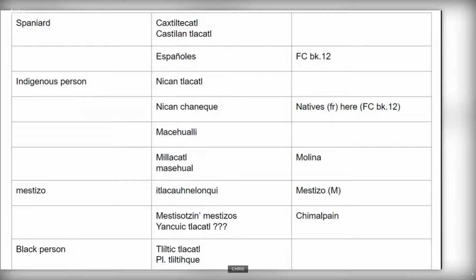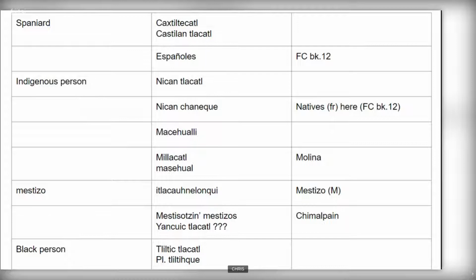Milacat is simply from Mili, field, and Tlacat, person, combined, a compound noun. It would probably be better translated as a person that works in the fields, or a country person. It's in regards to the term mestizo, for which terms had to be created as well, since we're living under a caste system. Itlacao Nelonki was one that is recorded by Molina. The most common one was simply to use mestizotzin or mestizos, just as a literal translation.